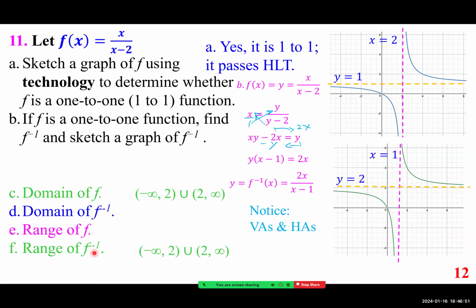Now, how do we find the range of f and so forth? Look at domain of f inverse. Here's f inverse, x minus 1 equal to 0. X becomes 1, and 1 must be excluded. So we write negative infinity to 1, union 1 to infinity. The domain of f inverse is the same as the range of f, so the same thing.